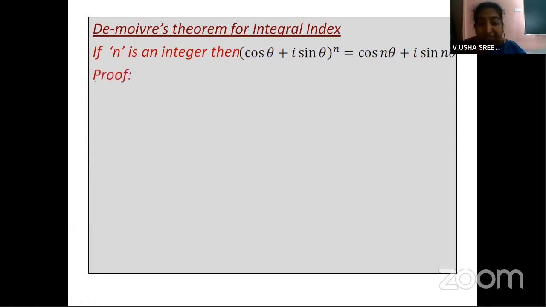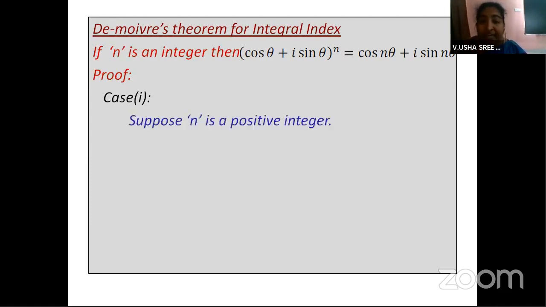Now we'll try to go with the proof, children. In the proof, we have three cases. First, we will try to see what is case 1. Now, when we say n is an integer, an integer can be a positive integer, it can be a negative integer, or it can be 0, isn't it? So first we will consider case 1 where n is a positive integer.